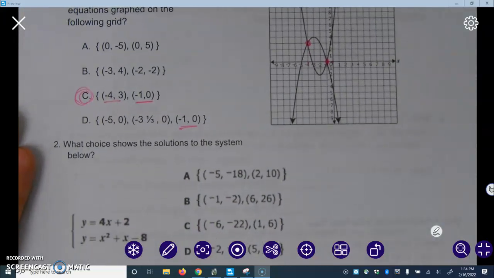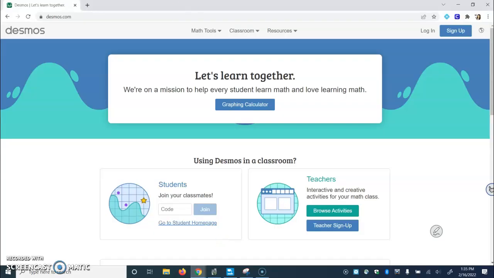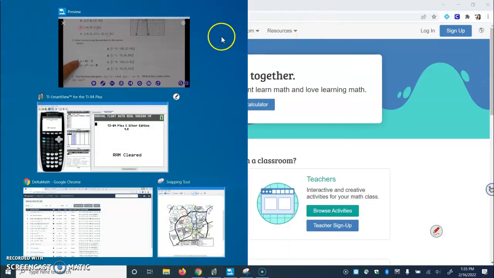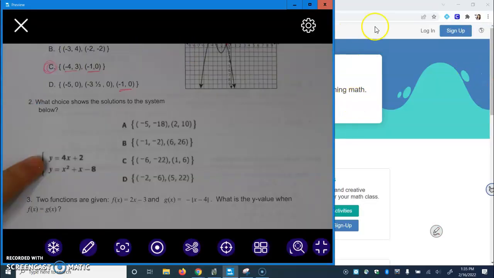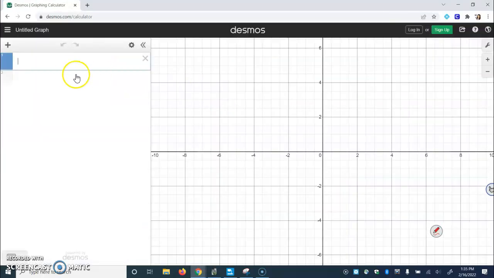All right, now number 2. We have to graph this in Desmos ourselves, and we're going to look for which answer choice has the 2 points where they intersect. All right, I was hoping I could split the screen. That didn't want to work.